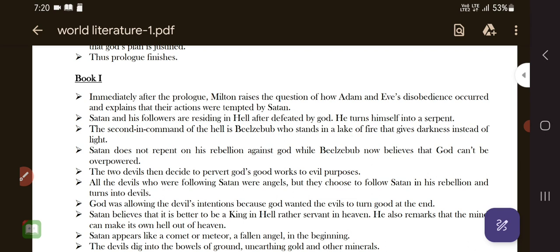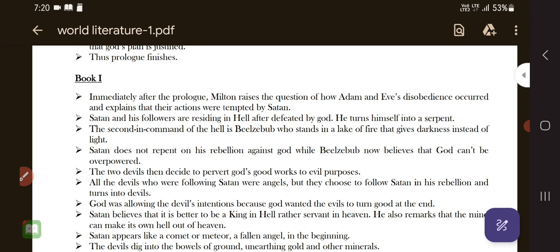So coming to book 1, immediately after the prologue, Milton raises the question of how Adam and Eve's disobedience occurred and explains that their actions were tempted by Satan. In fact, all these incidents are tempted by Satan. After Satan transformed into a snake, his words made Adam and Eve do the sinful act.